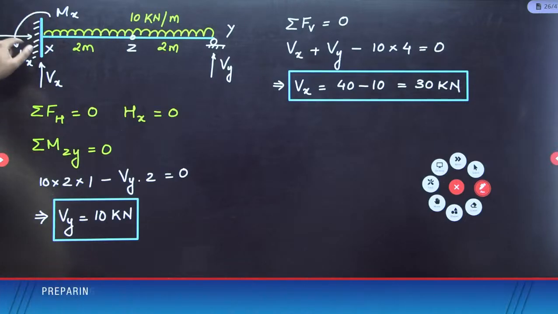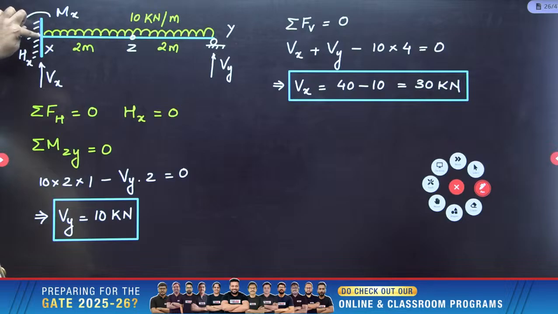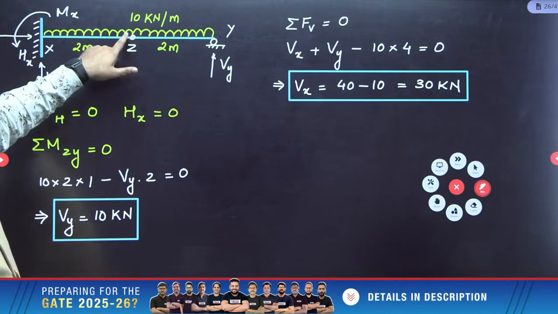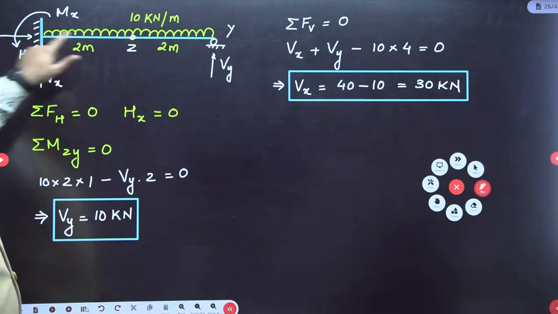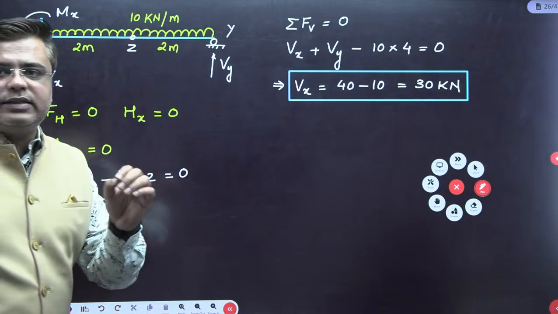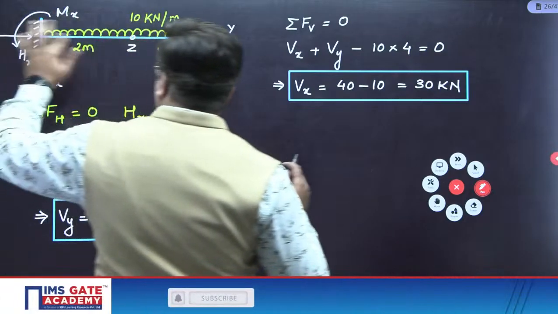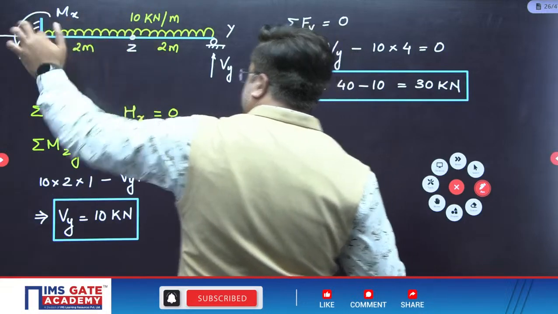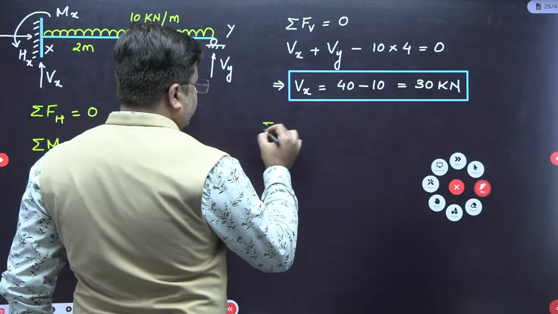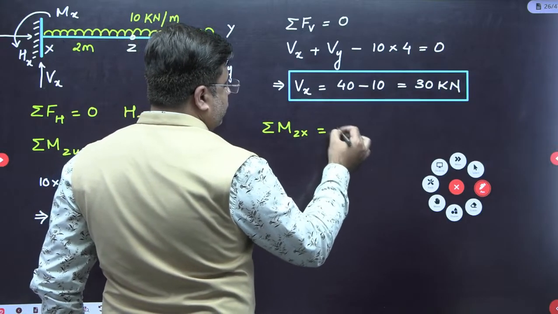Now for calculating this mx, there are two things. Either you can write down summation of moment about x equal to 0, or you can write down summation of moment about z on portion zx equal to 0. Whichever is easy, you can have. Okay. So I will apply both of them. This is more difficult for most of you, so I will use this. So summation of moment about z on portion zx is equal to 0, right?